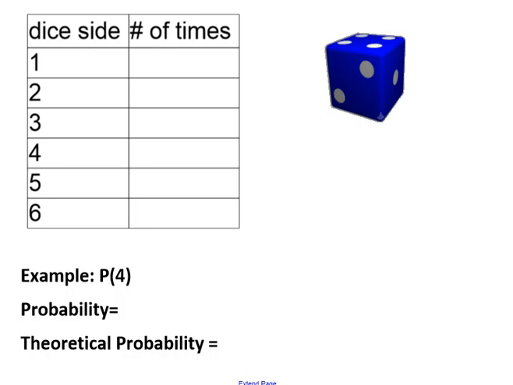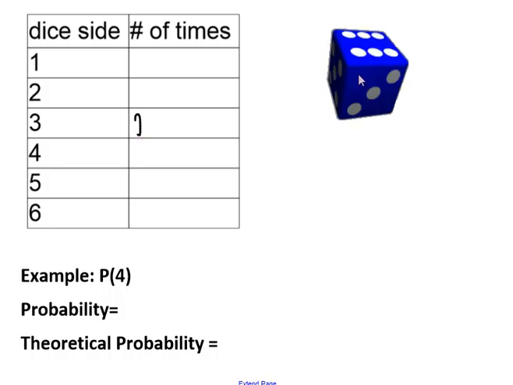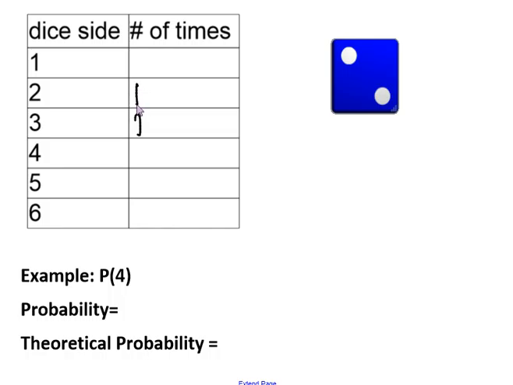So let's do a little bit of comparison of probability and theoretical probability by rolling a dice. So I'm going to roll this dice and log what I get. I get a 3, so I put a tally mark here. I'm going to roll the dice again, and I get a 2. I'm going to continue rolling this dice and logging all those tally marks until I've rolled it a total of 20 times.